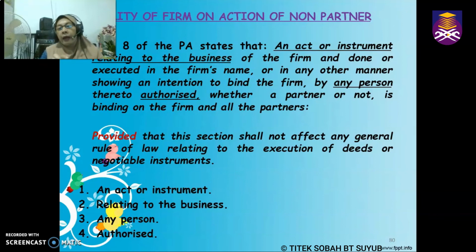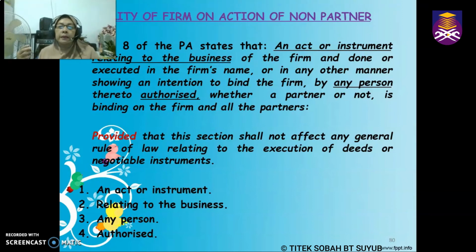However, as I have highlighted in red there, this is an exception. Under this exception, it says, provided that this section shall not affect any general rule of law relating to the execution of deeds or negotiable instruments. So meaning, let's say this is a cheque. A cheque cannot be executed, cannot be signed by a non-partner. By the clerk, it cannot. This is not allowed. Execution of deeds, this is the signing of a transfer of a piece of land. This is also not allowed. This also must be done by partners.